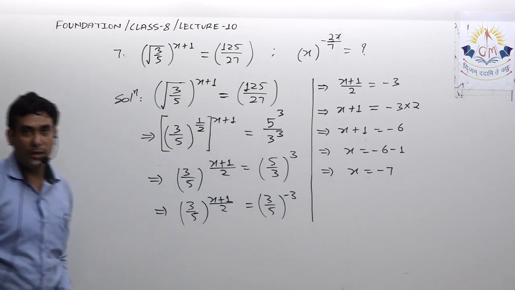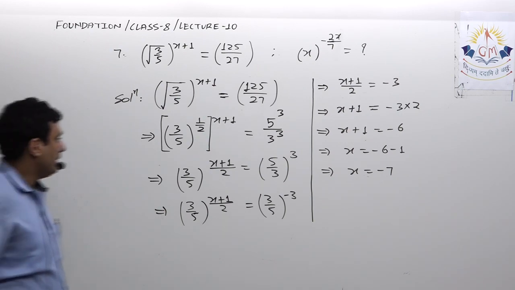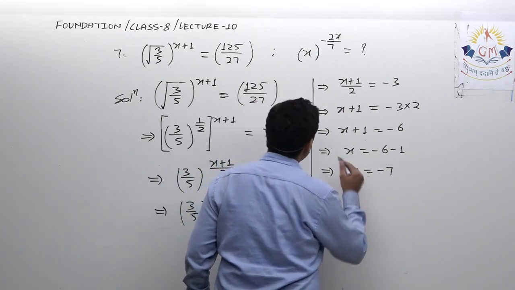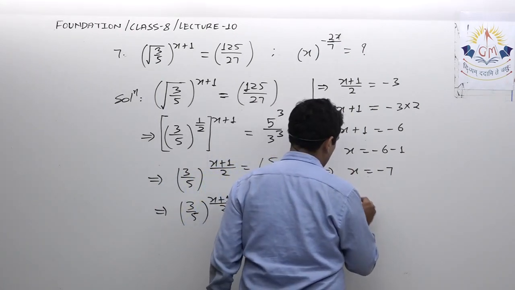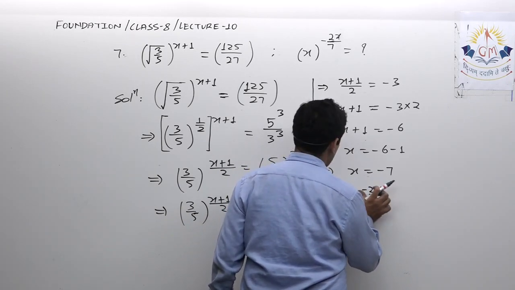Okay, but this is not my final answer, because they are not asking to find the value of x. They are asking to find the value of x raised to minus 2x upon 7. So let us see now how to find this. So now simply we have to put the value of x in the given expression, x raised to minus 2x upon 7.